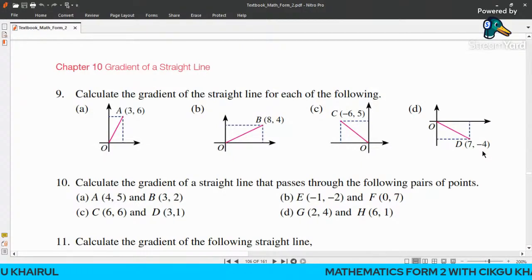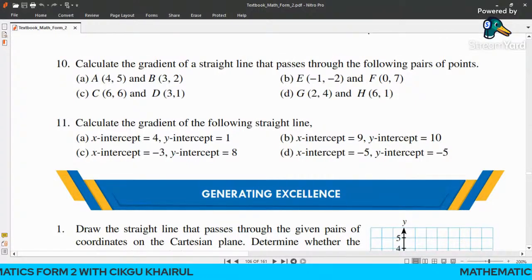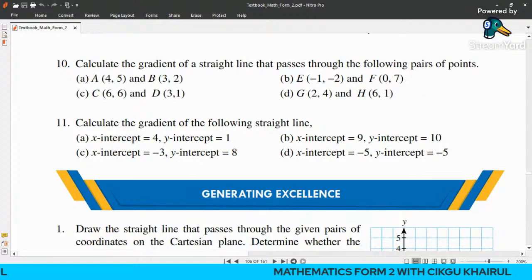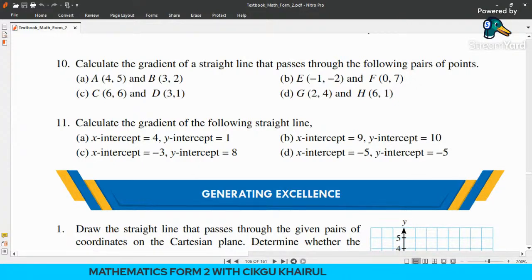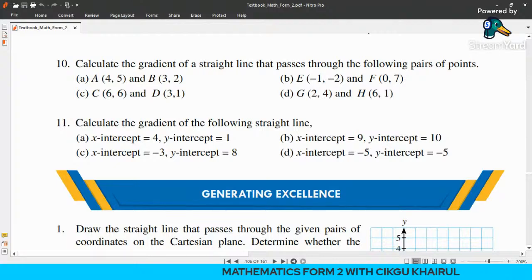Okay, now we go to question 11. So this is the last question. We have another 4, A, B, C, and D. But question number 11, we use x-intercept and y-intercept. So this one no coordinate. Actually, there are two ways to solve. Either you use the formula of the coordinate y2 minus y1 over x2 minus x1. However, we have another formula. I will show you later after this.